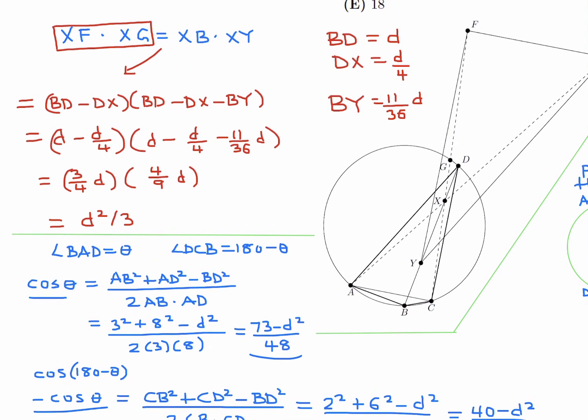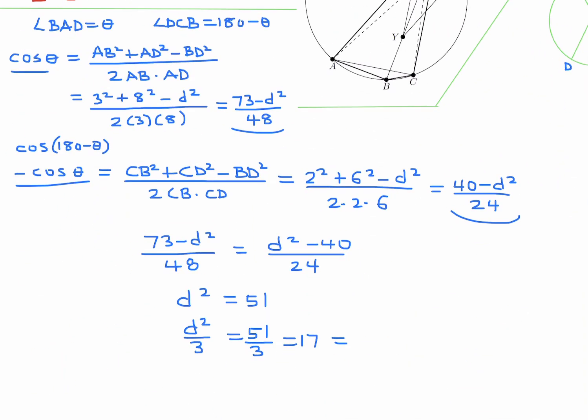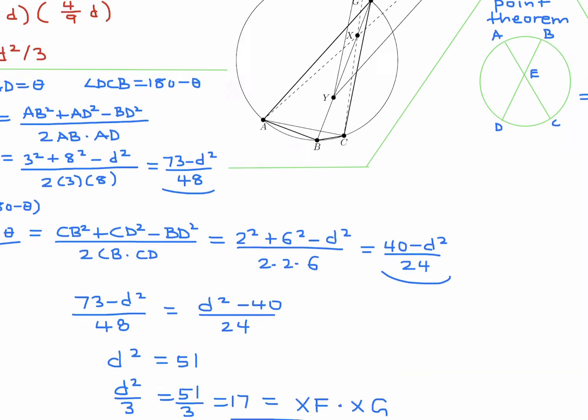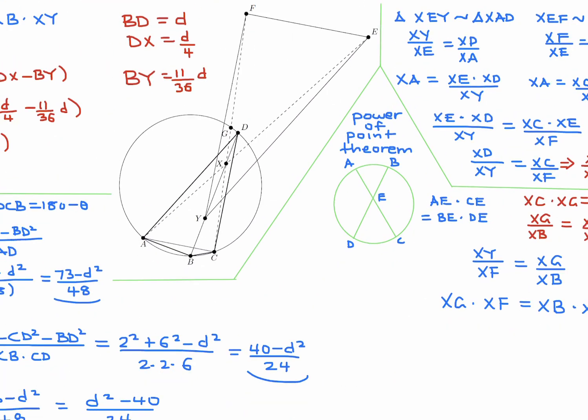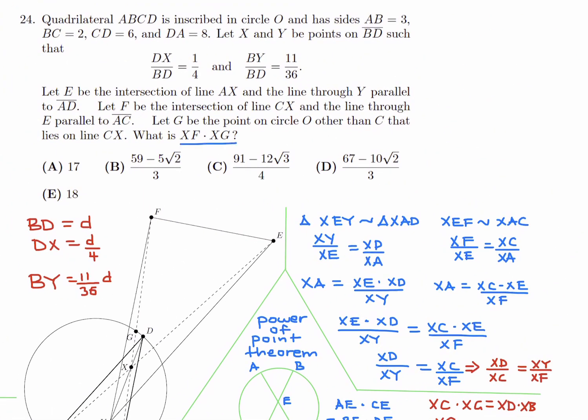And that was equal to this XF times XG. XF times XG, and that was what they wanted us to figure out. XF times XG is 17. Therefore, number 24, the answer is A.